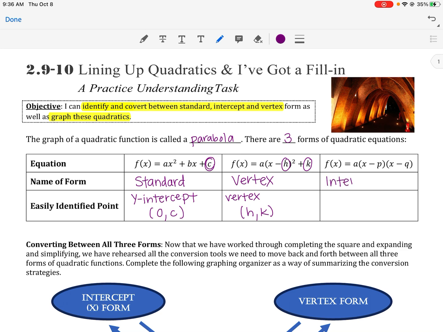I usually call it intercept. Another way to refer to it is like factored form. It's what we've been doing this unit. So the thing we can identify here are your x-intercepts. So there's going to be two of them, this p and this q. Once again, notice it is the opposite because it's subtracting. So p comma 0 and q comma 0 will be your x-intercepts.